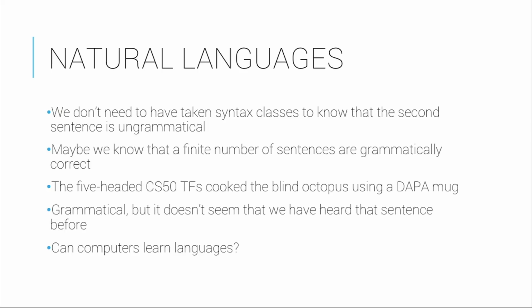So in that case, you would have a huge list of all possible sentences, and when you hear a sentence, you know if it's grammatical or not based on that. The thing is, if you look at a sentence, for example, "the five-headed CS50 TFs coached the blind octopus using a DAPA mug," it's definitely not a sentence that you heard before, but at the same time, you know it's pretty much grammatical, right? There are no grammatical mistakes, and you can say that it's a possible sentence. So it makes us think that the way we learn language is not only by having a huge database of possible words or sentences, but more by understanding the relation between words in those sentences. Does that make sense?